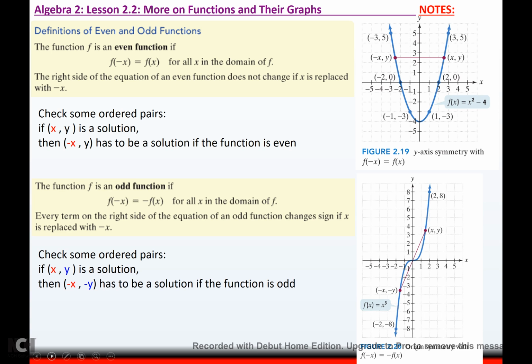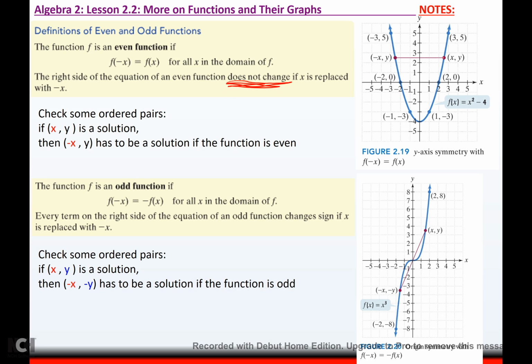Alright, so definitions of even and odd functions. The function f is an even function if f of negative x equals f of x. What that means is that you're going to replace every x with a negative x in the function. If none of the signs change, if nothing changes when x is replaced with negative x, then your function is even. Another way you can look at it is to check some ordered pairs.